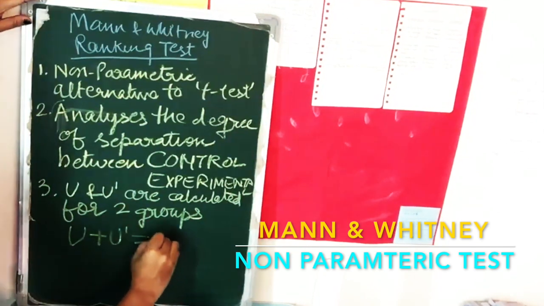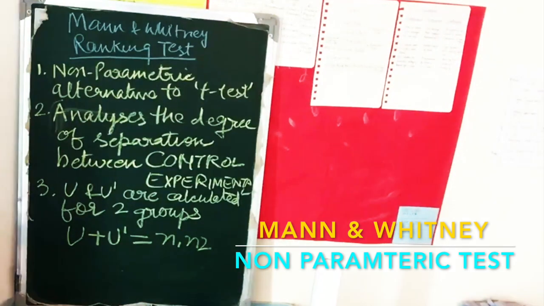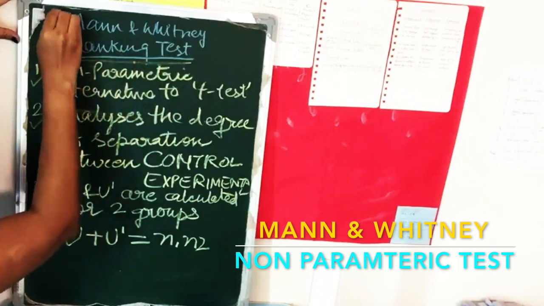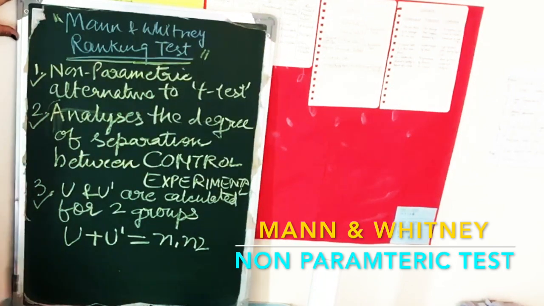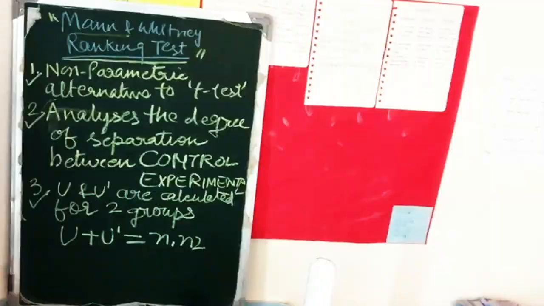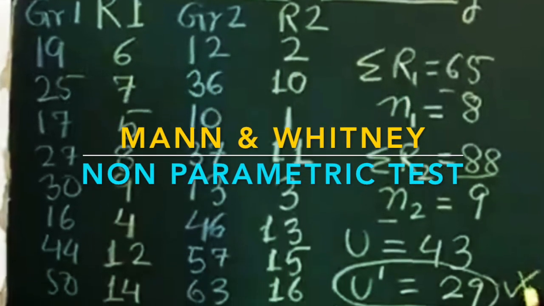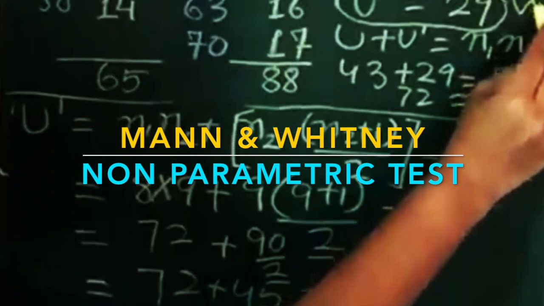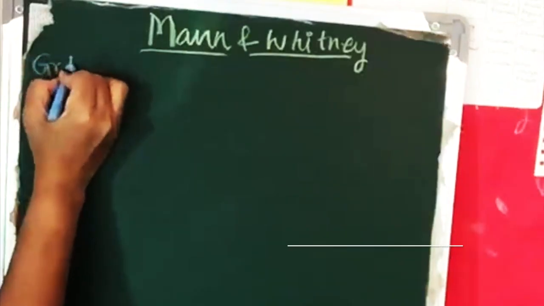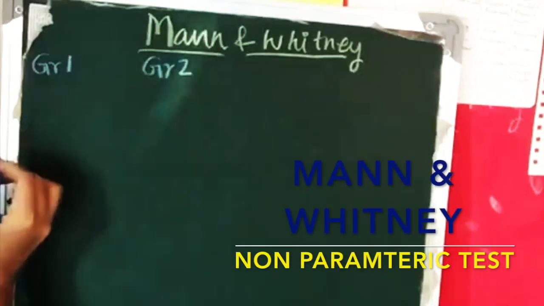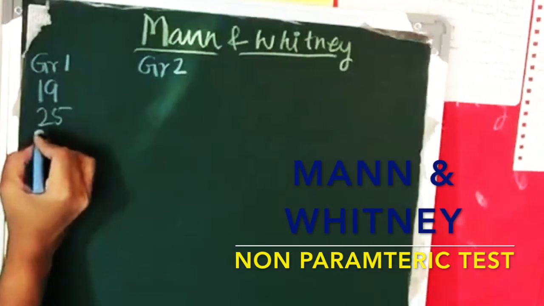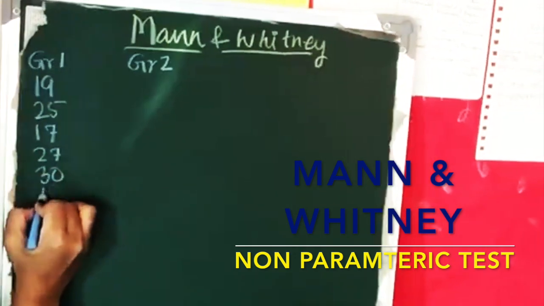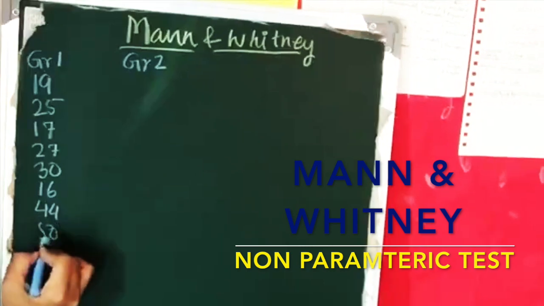We call it U dash, and that's calculated for two groups, and the addition of that will be equal to N1 N2. That is the number of variables of group 1 and number of variables of group 2, product of that. So we'll do a quick calculation of this small problem here. So group 1 and group 2 data, where n1 is not equal to n2.